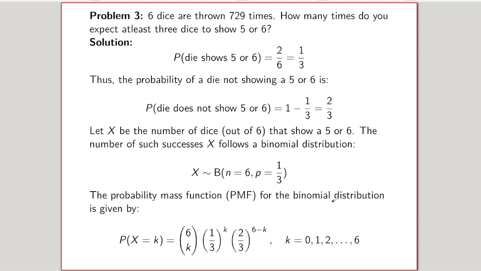Next one, this problem is a very standard question in binomial distribution. So 6 dice are thrown 729 times. We have to understand the question clearly. So totally 6 dice are thrown, and these are thrown 729 times.